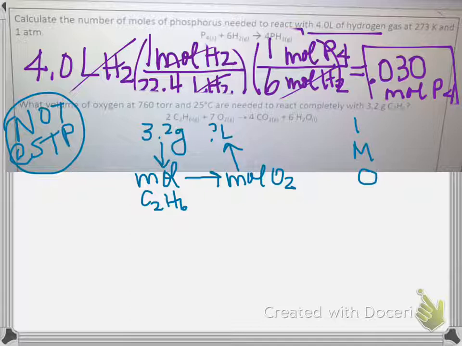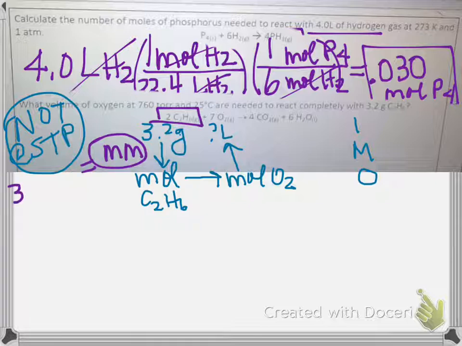Okay, can I go from grams to moles? Yeah, that's using the conversion factor of molar mass. If I'm given the substance C2H6, then I can calculate from grams to moles easily because I know what the molar mass of ethane is using the periodic table. 2 carbons, 12 times 2 is 24, plus 6 hydrogens, it's going to be roughly 30. The actual molar mass of this gas, if you calculate it using your periodic table, is 30.08 grams per mole.